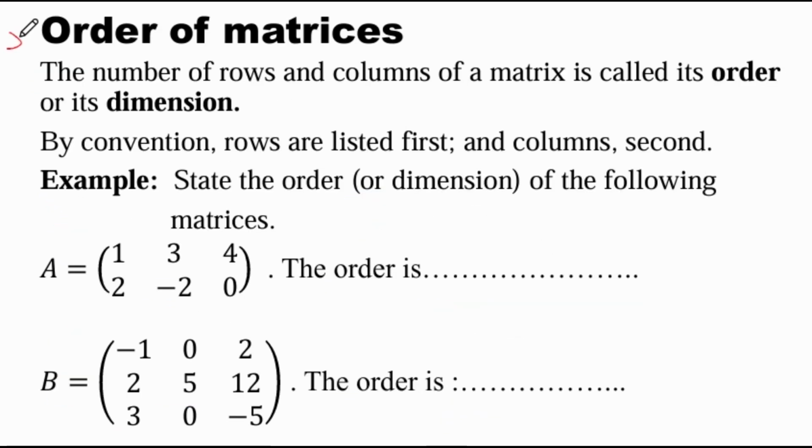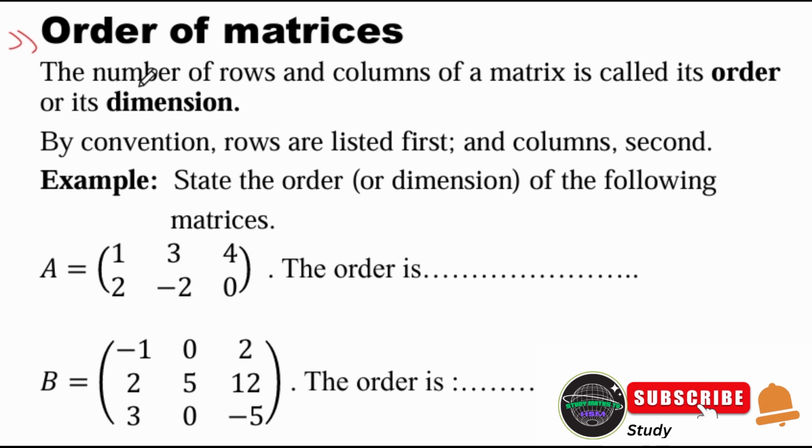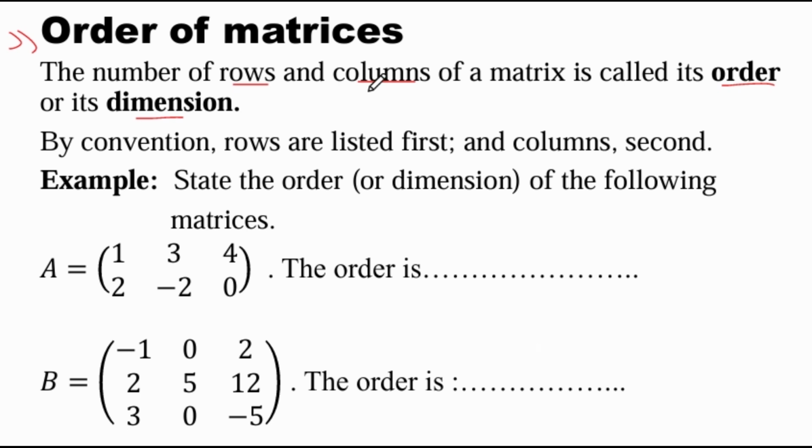So let's see the order of matrices. The number of rows and columns of a matrix is called its order or its dimension. So what we call the order is the number of rows and columns of a matrix. By convention, rows are listed first and the columns second.